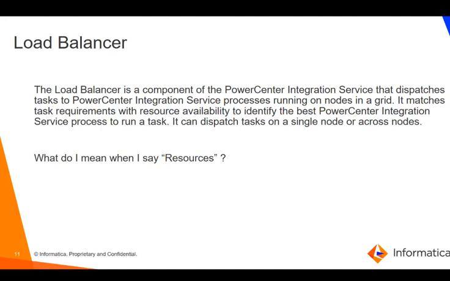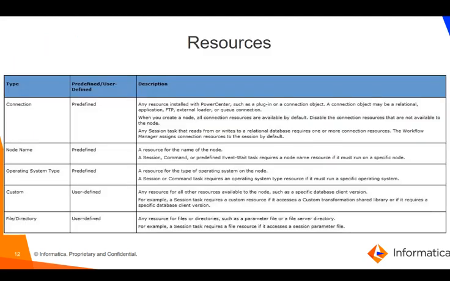But first of all, I should explain what I mean by resources: what I mean when I say resources required by a task, and resources available on a node. These are all the resources that are possible. Connection: any resource installed with PowerCenter, such as a plugin or a connection object. It could be relational, application, or FTP. When you create a node, all connection resources are available by default, and you can disable or enable them. And any session task that reads from or writes to a relational database requires one or more connection resources.